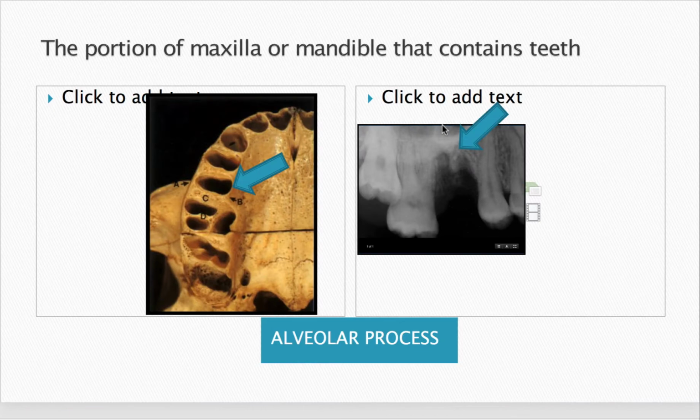By way of review, the portion of the maxilla and mandible that contains the teeth is called the alveolar process. It is solely a tooth-supporting structure which can be lost due to disease, lack of function, or excessive forces. Here you see the alveolar process on a dry skull, and here is the outline of the alveolar process on a radiograph.